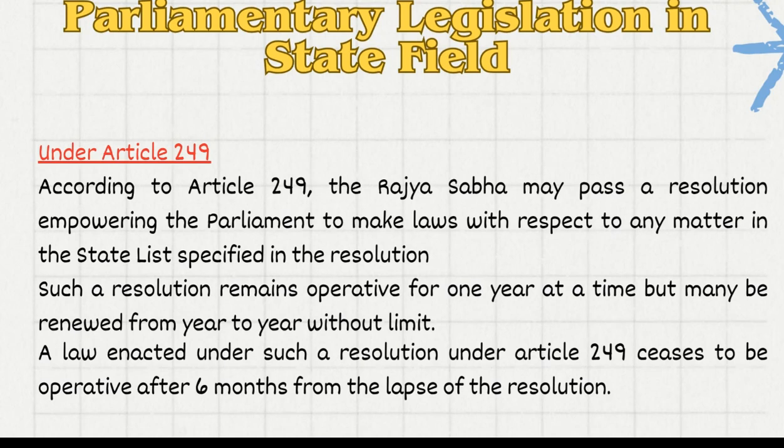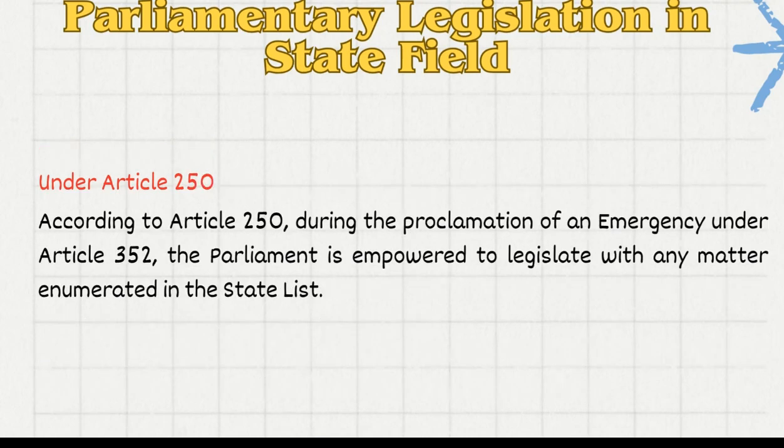A law enacted under such a resolution under Article 249 ceases to be operative, or becomes automatically inoperative, after 6 months from the lapse of the resolution, or after 6 months from the date on which the resolution ceases to be effective. The Parliament can also legislate with respect to matters in the state list under Article 250.